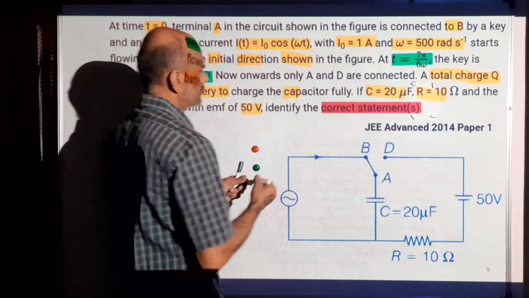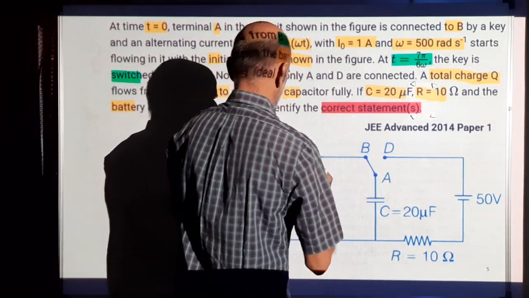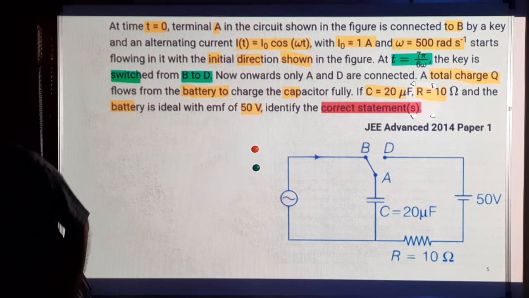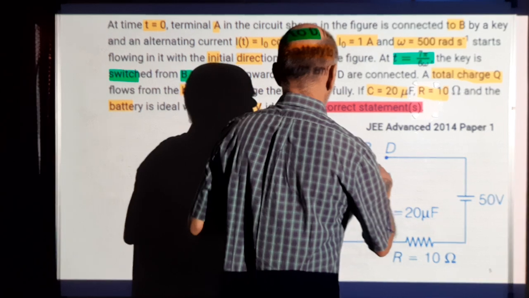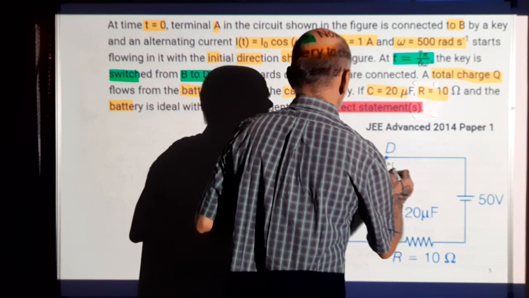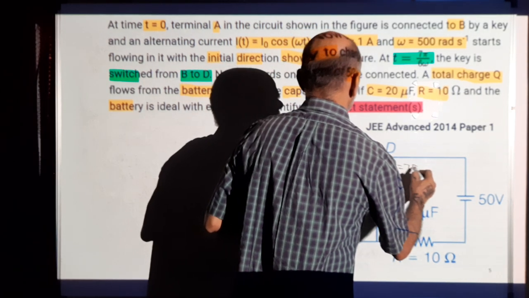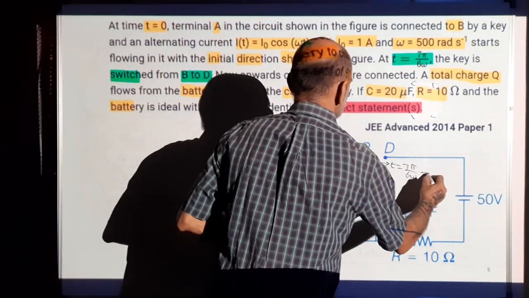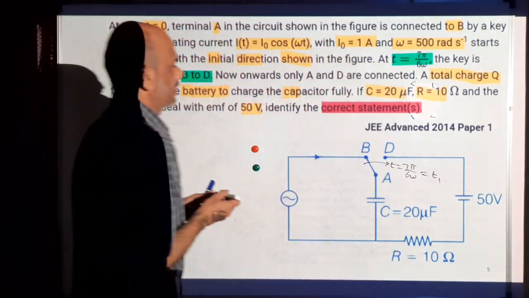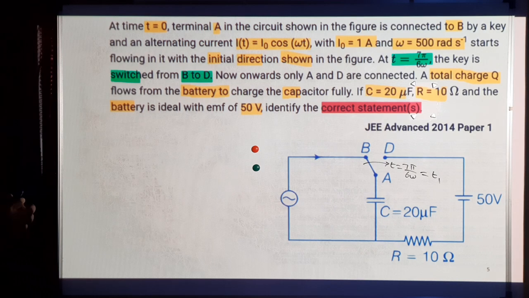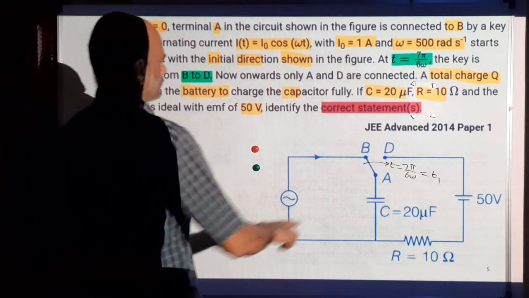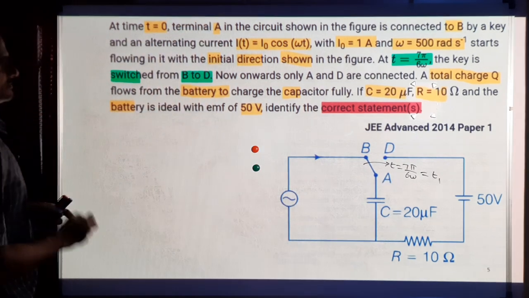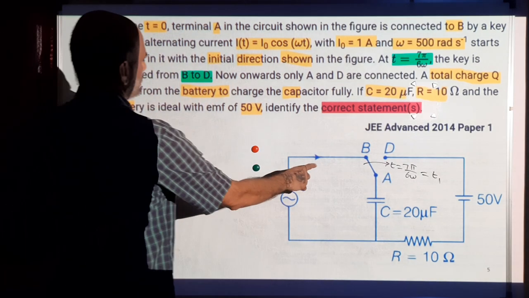So this switch is thrown from here to here at t equal to 7 pi by 6 omega. Let me call this time, say, T1. So at that instant when this switch is thrown, what is the charge in this capacitor? That we can find from the current here.